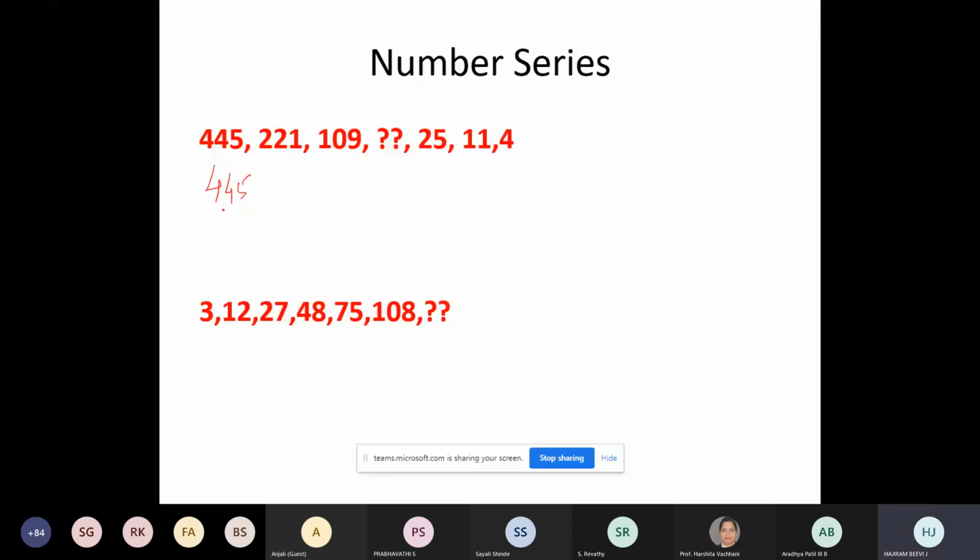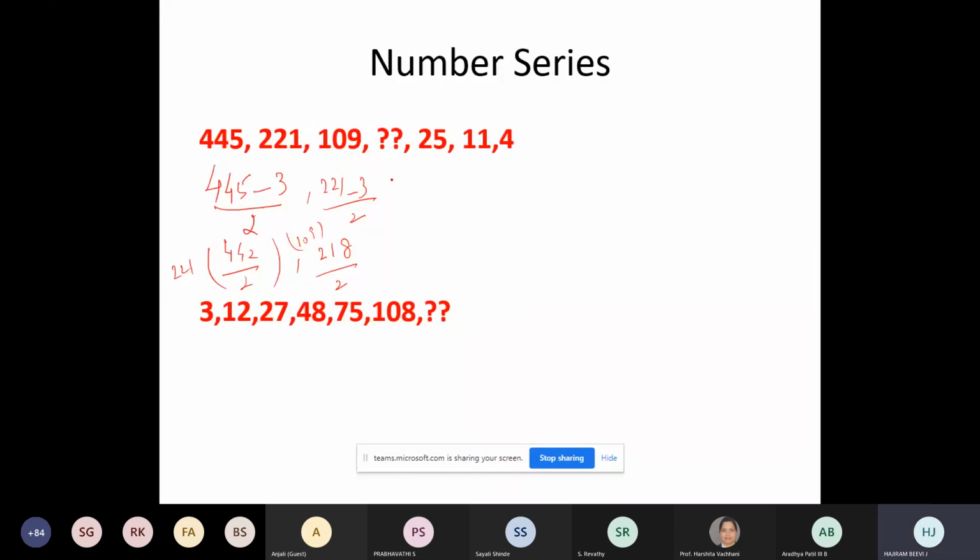So minus 3 divided by 2. So 445 minus 3 means it is 442 divided by 2. So which gives 221. Then 221 minus 3 by 2. So 221 minus 3 means this one 218 by 2. So this one gives 109. Then the next element is 109.